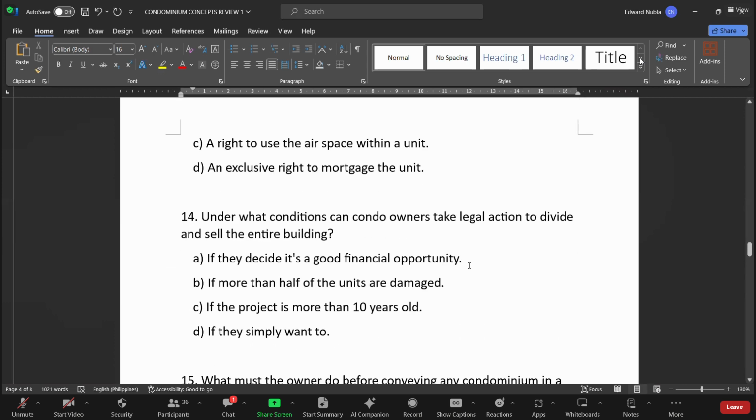Number 14. Under what conditions can condo owners take legal action to divide and sell the entire building? A. If they decide it's a good financial opportunity. B. If more than half of the units are damaged. C. If the project is more than 10 years old. D. If they simply want to.